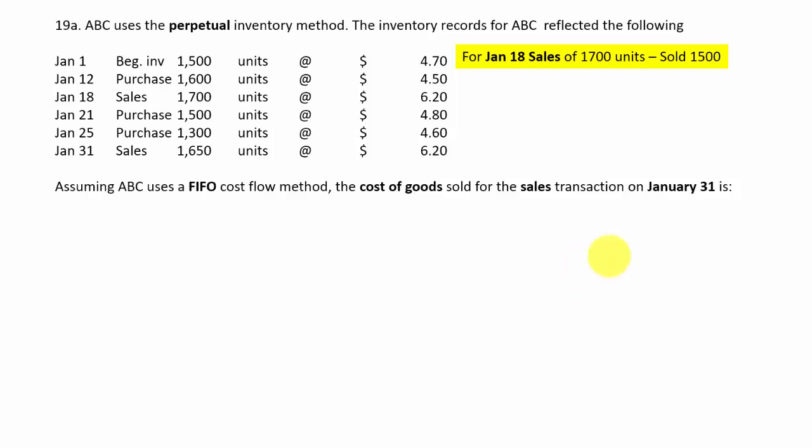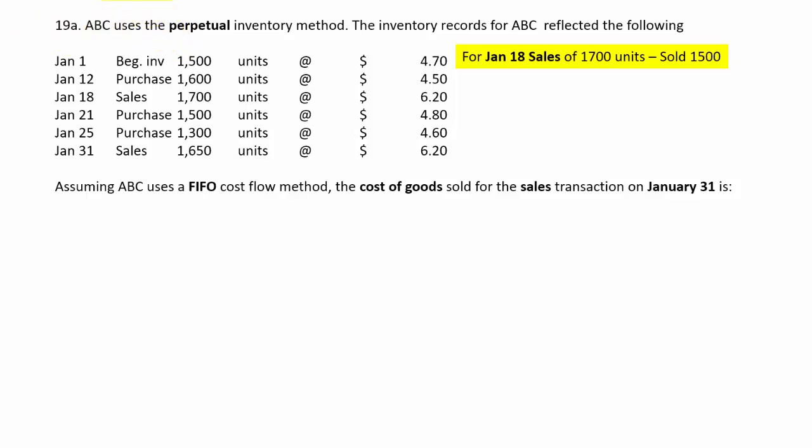Now, let me start this over here. We've got a beginning inventory on January the 1st of 1,500 units. And by the way, we got one more problem after this one, then we're finished, I think. So we've got beginning inventory of 1,500 units at $470. We purchase another set of units on January 12th, 1,600 units at $450, and then we sell 1,700 of these units for $6.20. Now, under FIFO perpetual, we have to do the following.